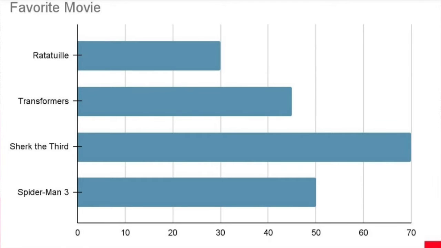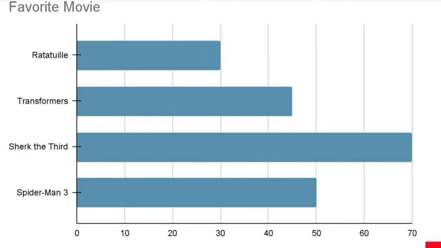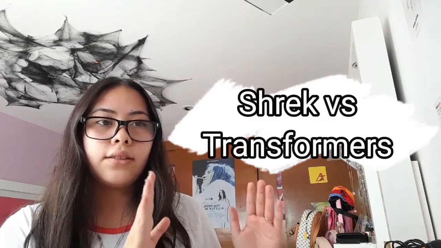So, as we can see in the graph, in this problem we first have to solve the ratio of the number of children who selected Shrek and the ones who selected Transformers. So the first thing we have to do is identify the values by observing the table again. Here it says that there were 70 children that selected the movie Shrek, and there were another 45 children that selected the movie Transformers. So to solve the ratio, we just have to put the number of the children that selected Shrek and then the ones that selected Transformers.